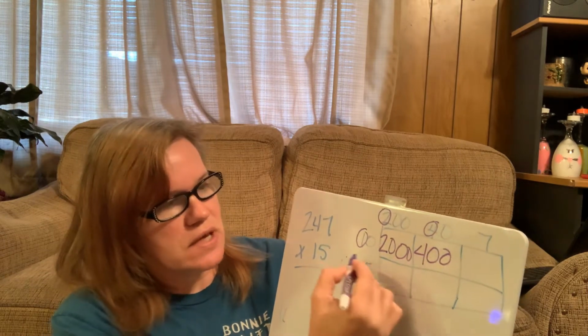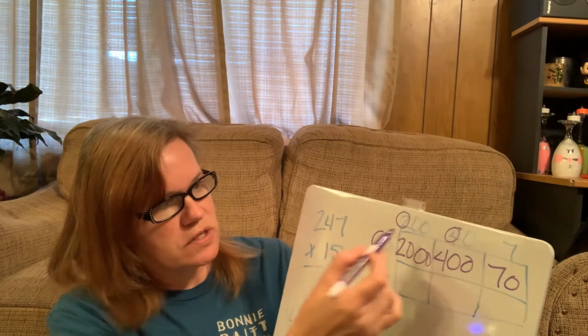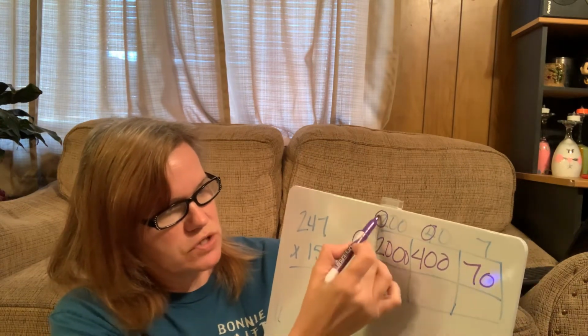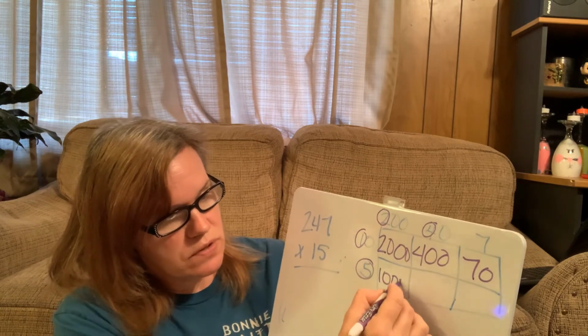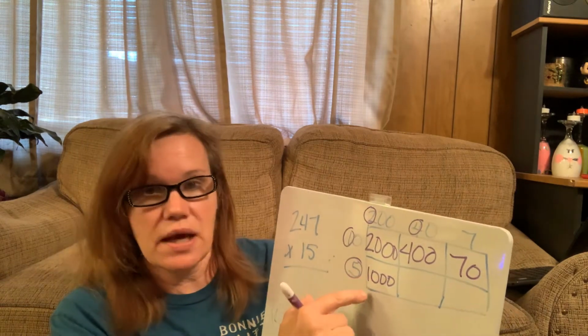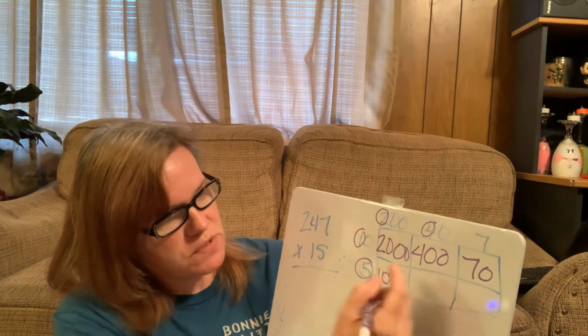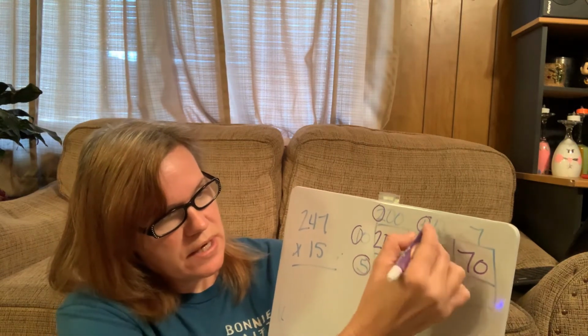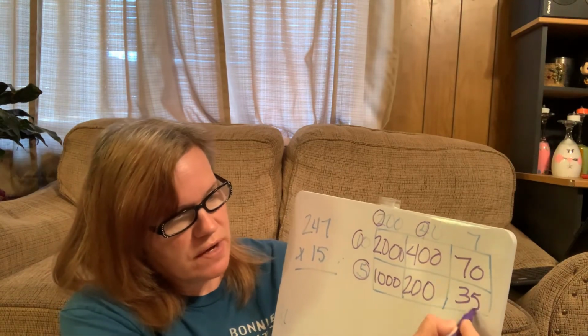Alright, and then 7 times 10 is 70. Now let's do 200 times 5. 2 times 5 is 10, and then I've got to add 2 more zeros. Okay, don't forget, even though the 10 had 1, be sure I add the 2 more there. 40 times 5, 4 times 5 is 20, and add the extra 0. And 7 times 5 is 35. Alright, now I have to add all of these up.